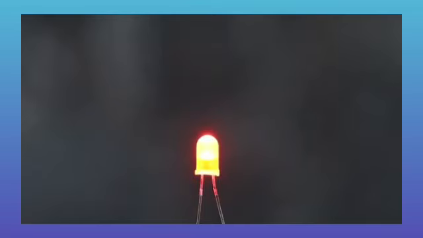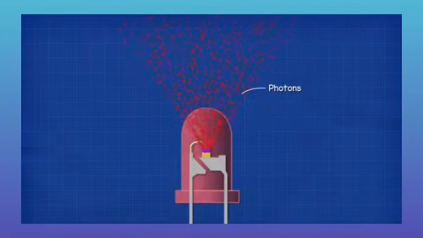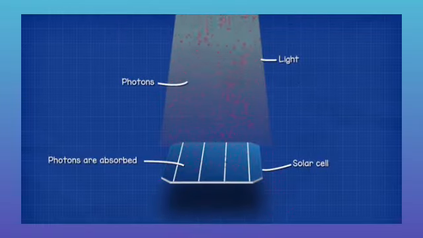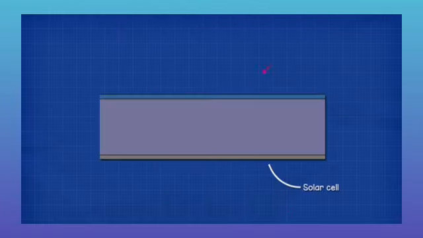Light is basically just lots of particles called photons. The solar cell absorbs these photons. When they hit the solar cell, they knock another particle called an electron out of the solar cell, leaving a hole behind. This is the photovoltaic effect. I'll explain in detail how it works later in the video.